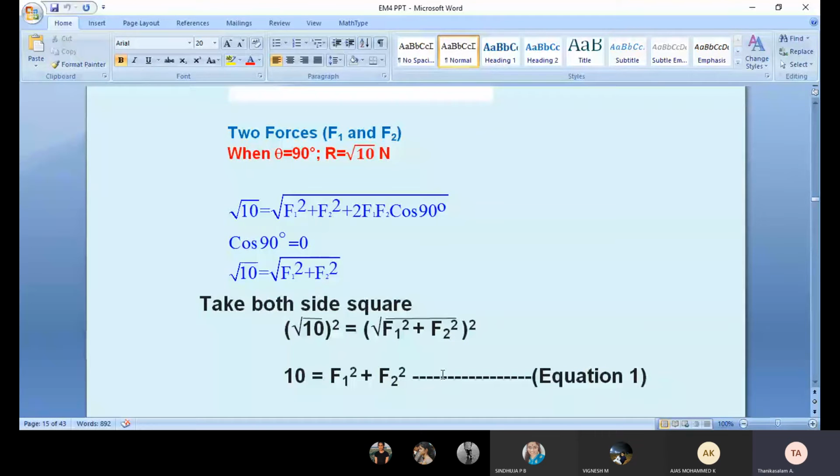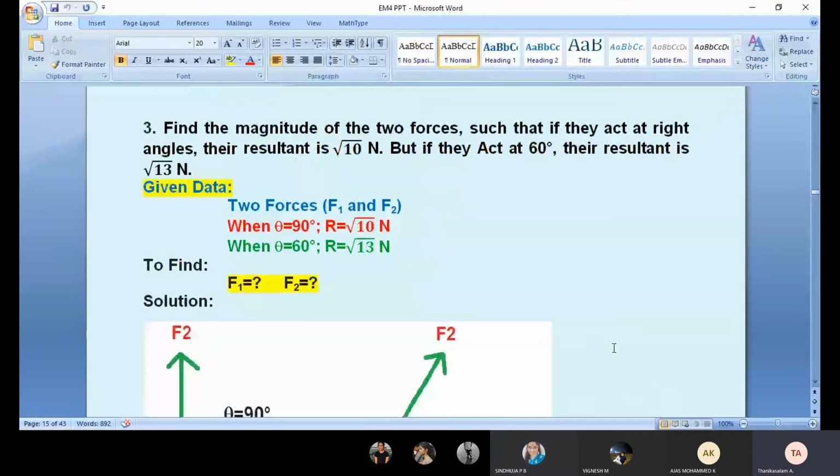Equation 1. Ijaz, did you get this up to this step? Did you follow? Do you understand? Yes, sir. Sindhuja, do you understand this one? Yes, sir. Can you explain now?